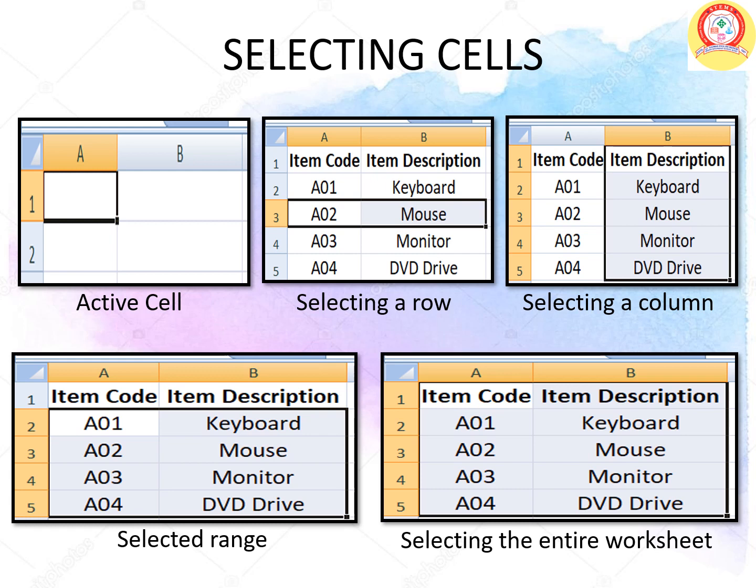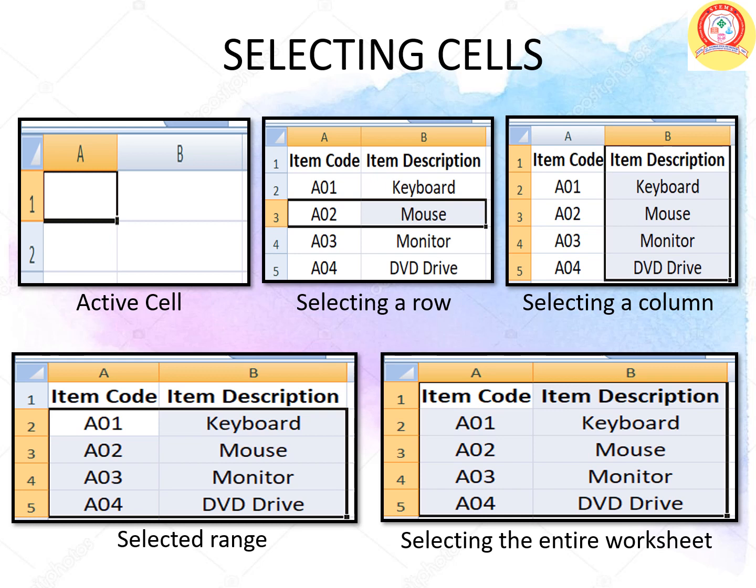Now, you can select an entire row or column by clicking the row heading, that is you can see selecting a row, or column heading, you can see selecting a column heading respectively. To select a range of cells, click the first cell of the range and drag the mouse to the last cell of the range while keeping the mouse button pressed down. Okay children, you can see the selected range. You can see A1 keyboard, A2 mouse, A3 monitor, A4 DVD drive.